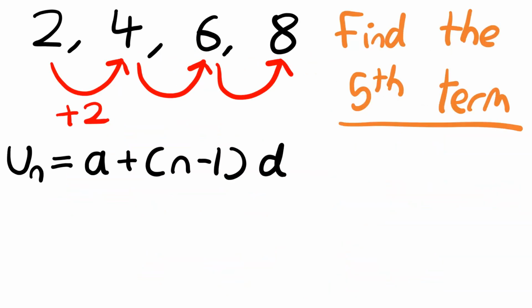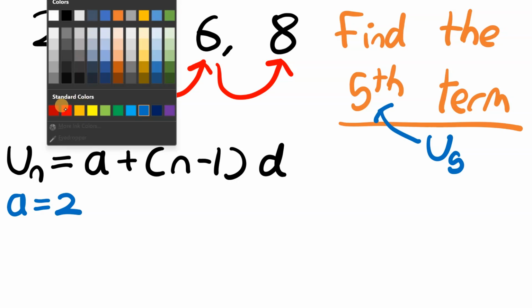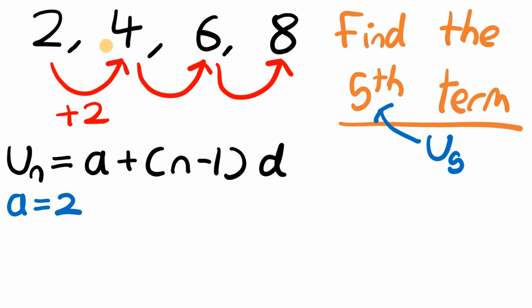Okay, so let's use the example we talked about at the start, where we have the sequence 2, 4, 6, 8, and we need to find the fifth term, or in our notation, this is u5. So we're going to use this formula here. a is the first term, and we can see that the first term is 2. So a is equal to 2. The common difference, as we talked about, each term keeps going up by 2. So therefore d, the common difference, is 2. And we're trying to find the fifth term, so it's u5, so therefore n is equal to 5.